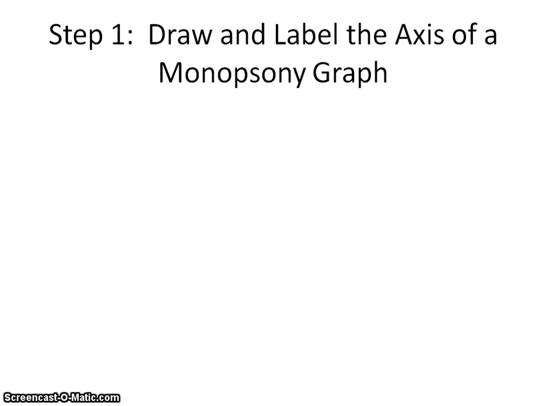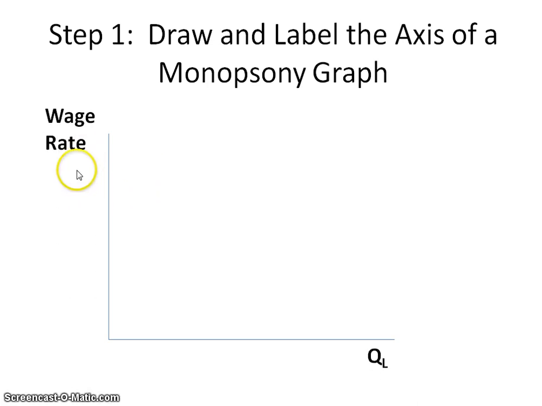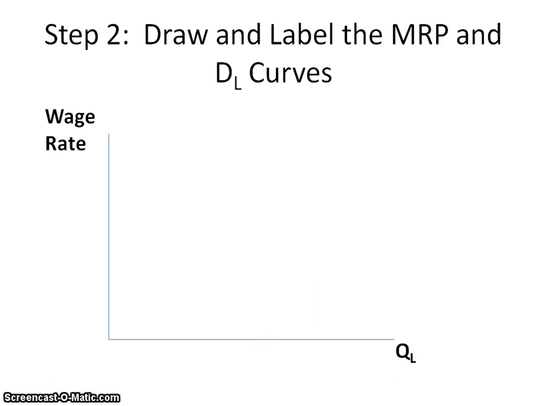What you can see when you draw and label the axes of the monopsony graph is the vertical axis is the wage rate and the horizontal axis is the quantity of laborers. Step two, draw and label the MRP and the demand for labor curves. So pause the screencast and follow step two.